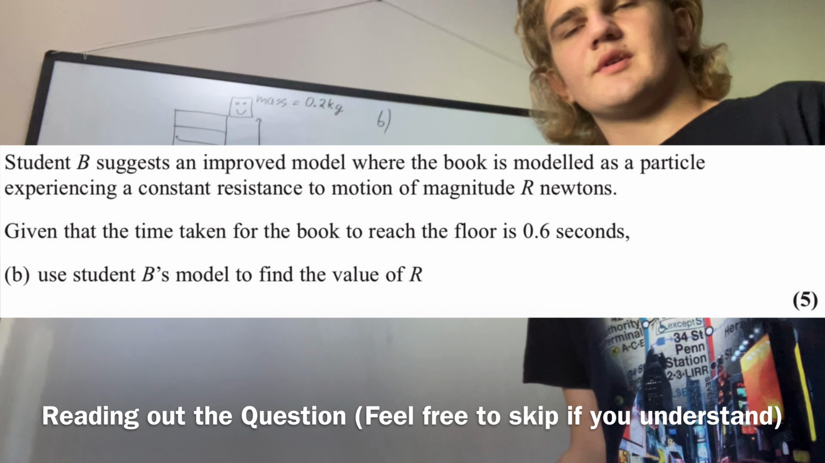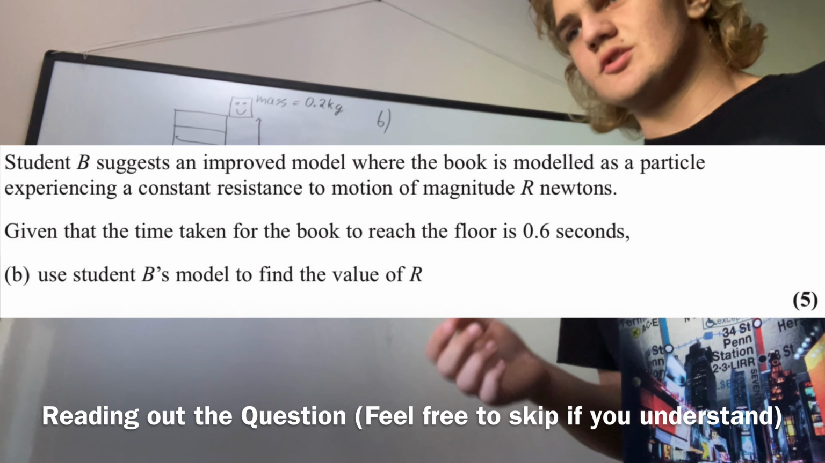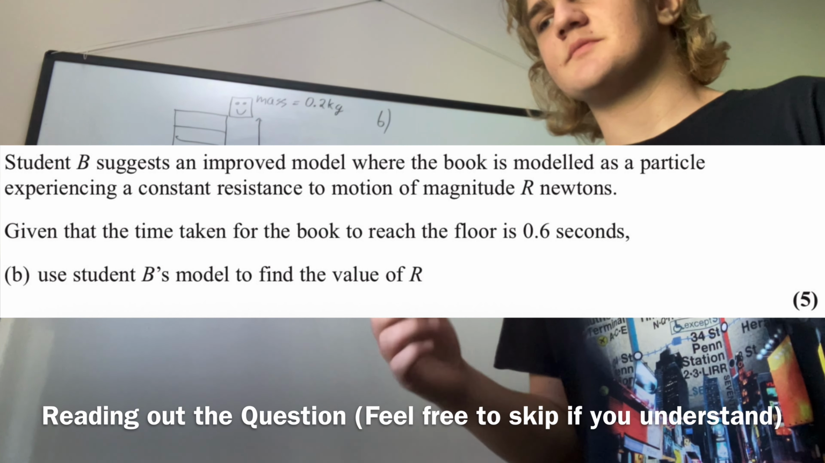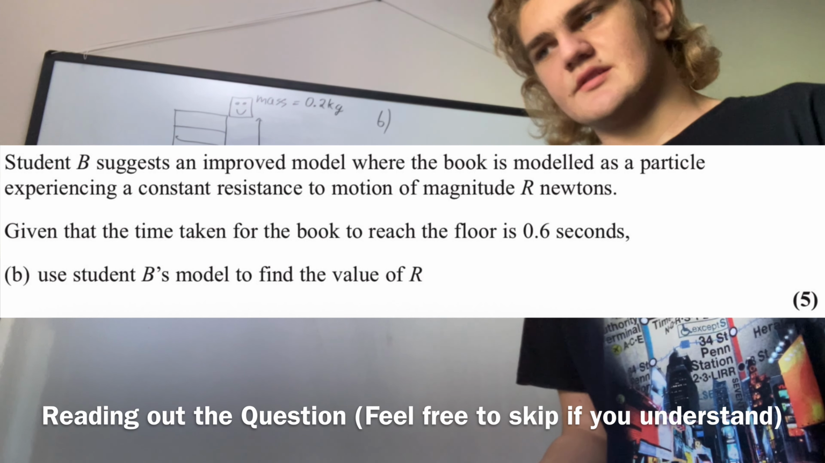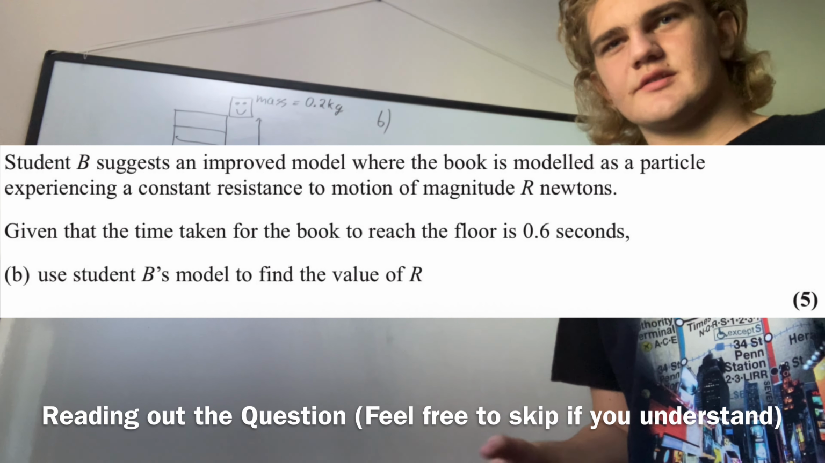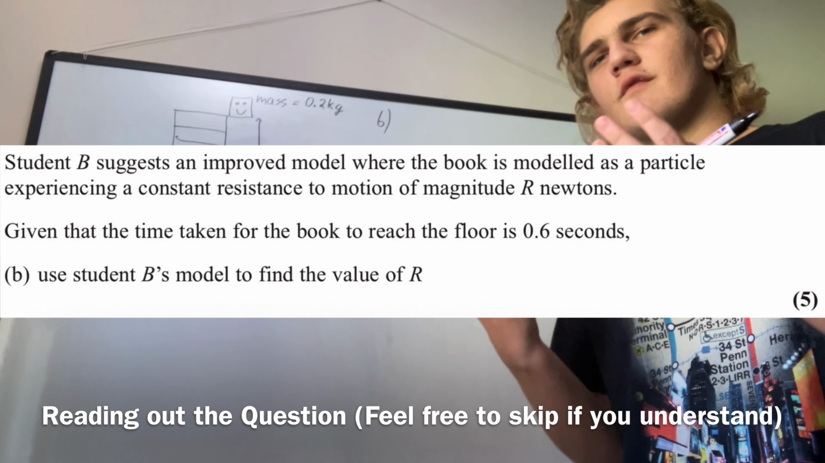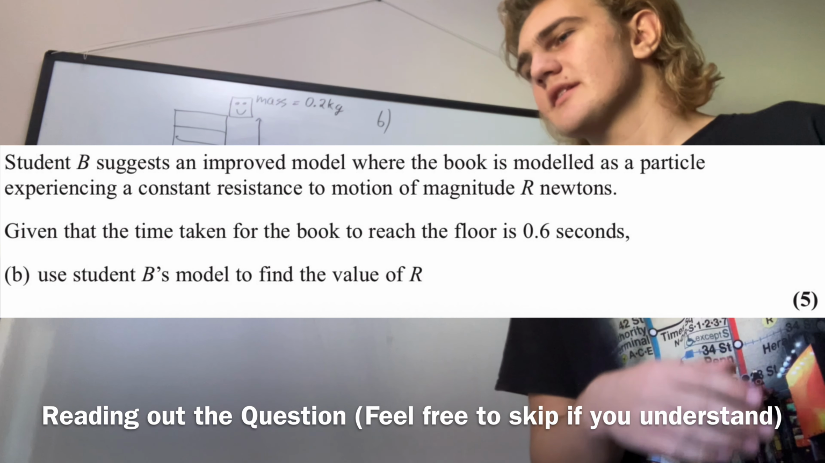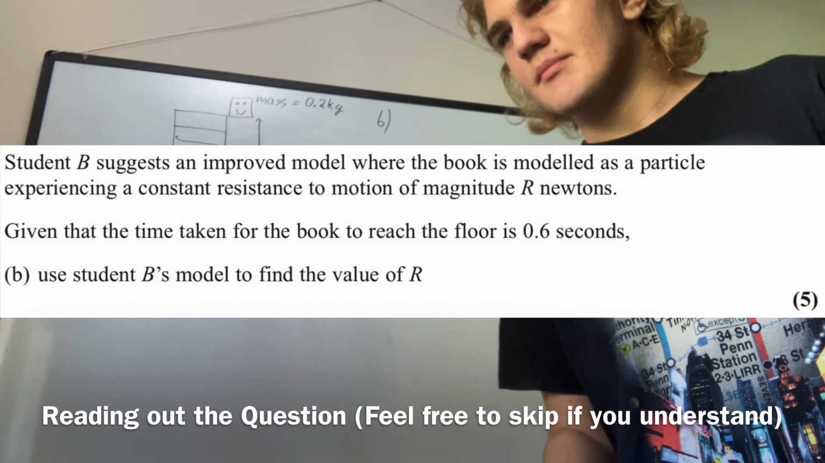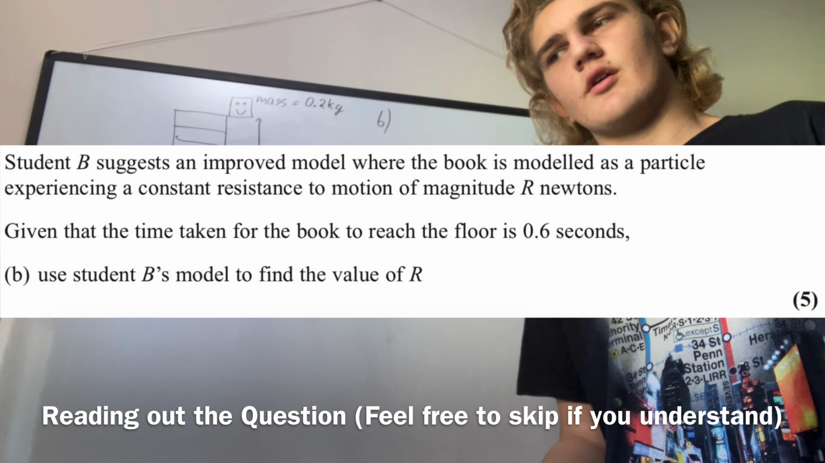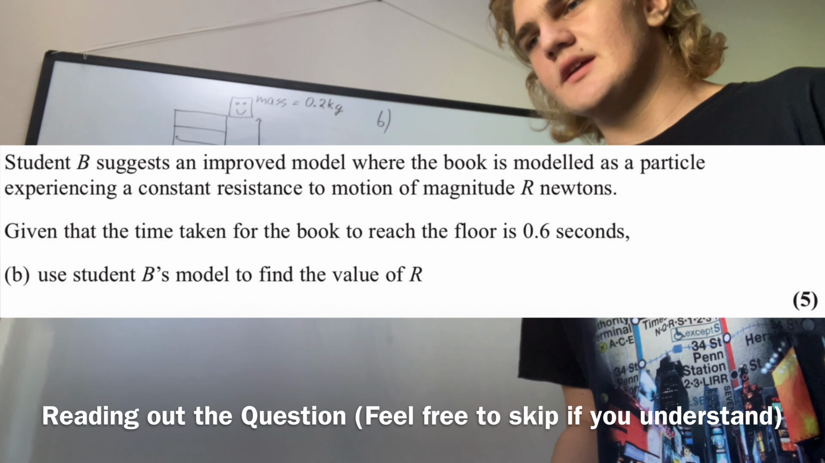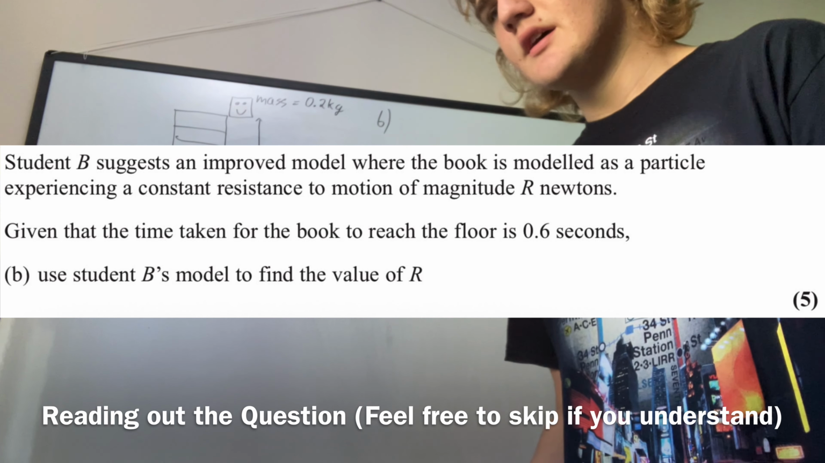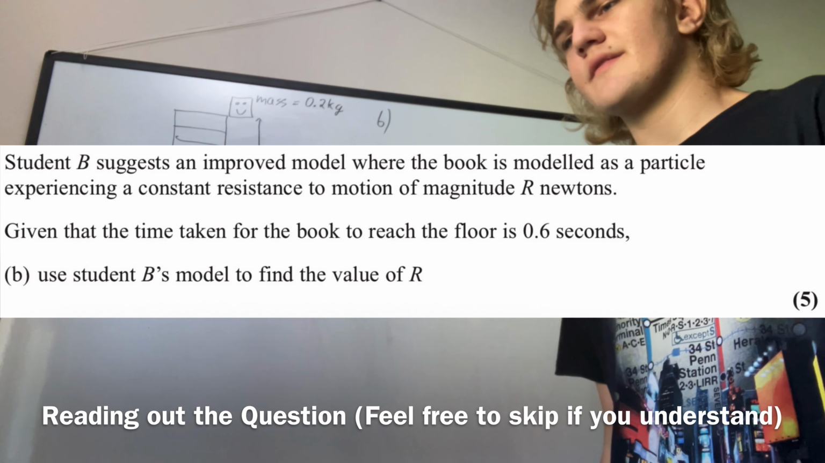Part B is when we use Student B's model. Student B suggests an improved model where the book is modeled as a particle experiencing a constant resistance to motion of magnitude r. So now it's considering some sort of force that's acting against it falling, like air resistance or something like that. And its magnitude is r newtons. Given that the time taken for the book to reach the floor is 0.6 seconds, use Student B's model to find the value of r.